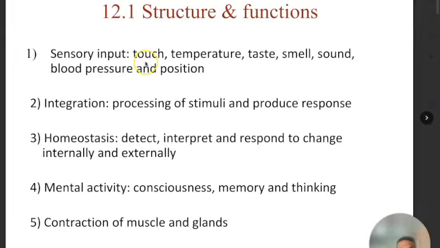Sensory input. You can see the nervous system helps us with touch, temperature, taste, smell, sound, blood pressure, and position. Integrating, it processes the stimuli in the brain, of course, and then produces a response by sending the response down the spinal cord and into wherever it needs to go.